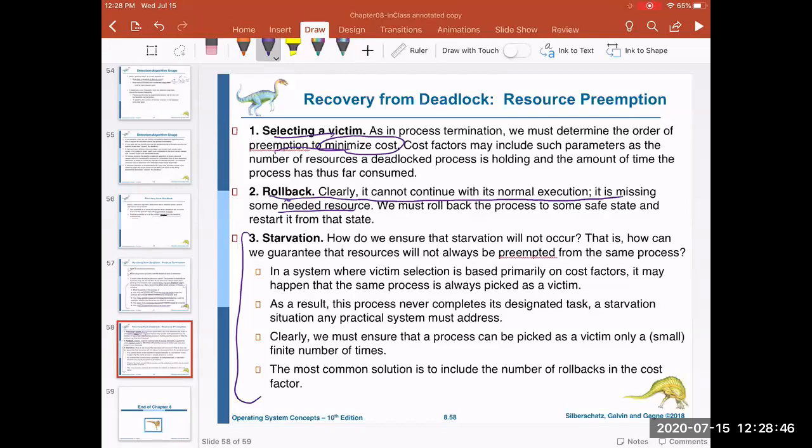To prevent starvation, the most common solution is to include the number of rollbacks as a cost factor. We can add the number of rollbacks to that particular process. If it has already been rolled back, then we should not be selecting it as a victim. This is how we select the victim and then perform our deadlock recovery.